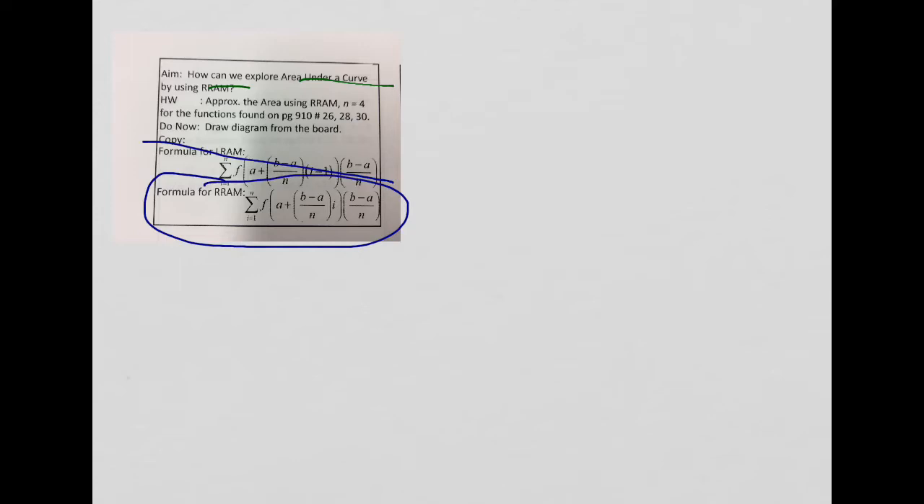So that's the one that I want you guys to copy down because you may end up needing to use that later. This is for when the width is the same. Actually, it could be for when the width is different, but you can see the width is b minus a over n, and I'll describe that in a little bit.